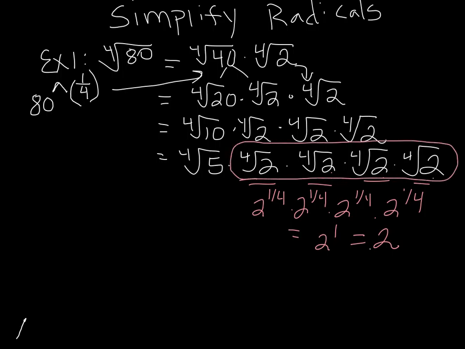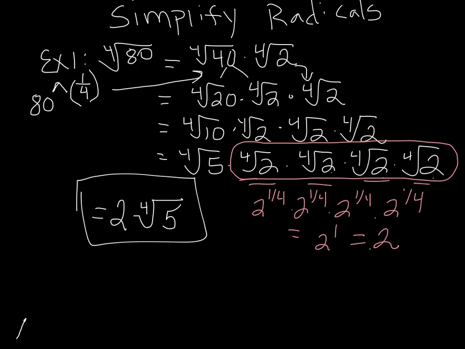All of that just equals 2. So for your final answer, you're going to pull that 2 out front, and it's just going to be 2 fourth root of 5. Okay? And that is your answer, and that's how we would simplify that down.